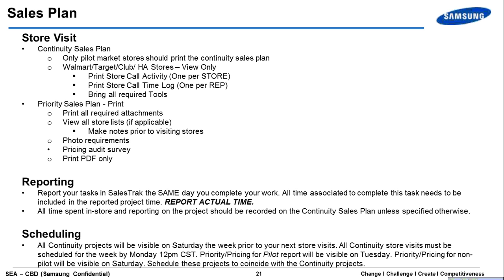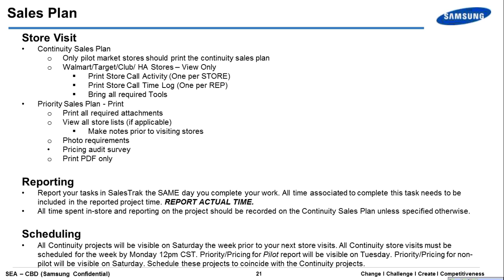Now, let's talk a little bit about scheduling. All new sales plans will be visible on Saturday, with the exception of the pilot projects, DIY, Office Superstore, regional stores, and Big Box or Sears, and that's why it will be visible on Tuesdays. That's just how the system works. But everything else will be visible on Saturdays, so you'll be able to schedule those then.